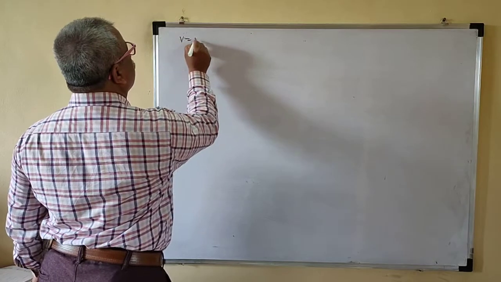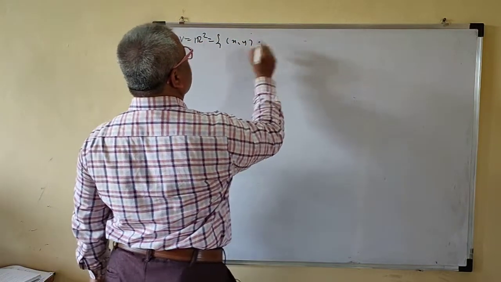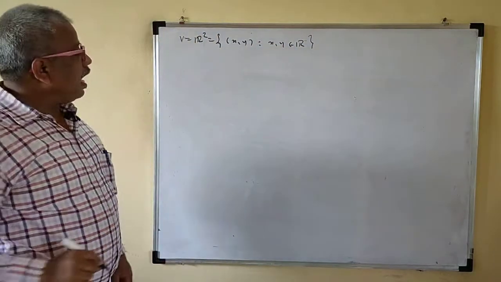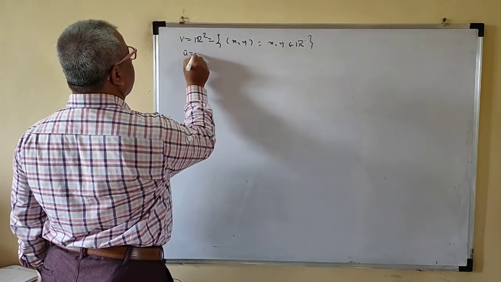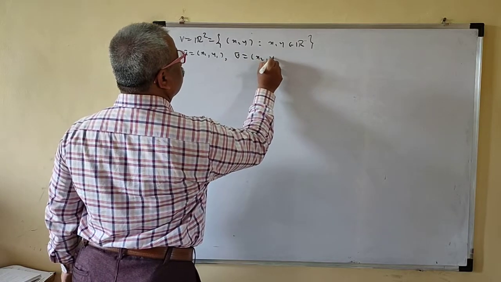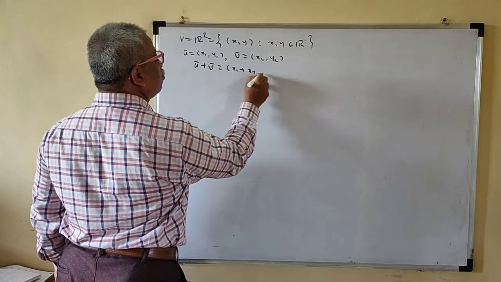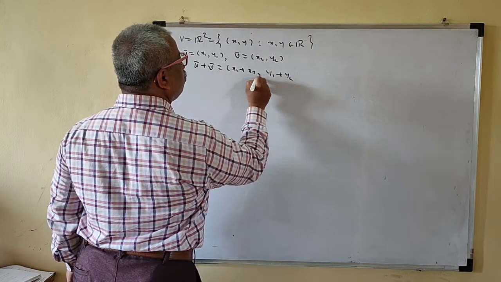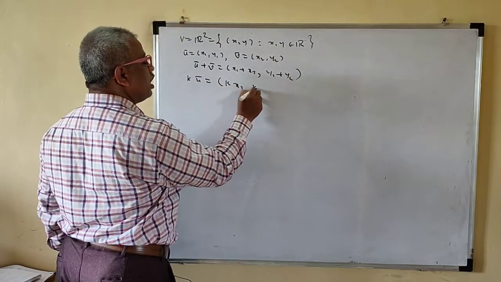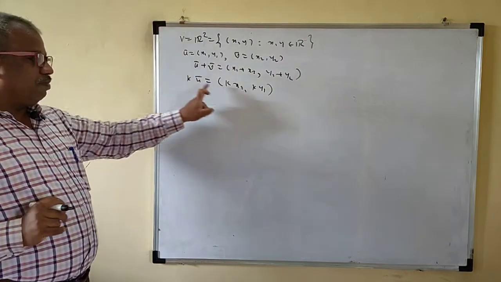Suppose V is equal to R2, that is, x, y belonging to R. The vector addition is defined like this: with u bar equal to x1, y1 and v bar equal to x2, y2, u bar plus v bar is equal to x1 plus x2, y1 plus y2. This is called the usual addition, and scalar multiplication is k x1, k y1.